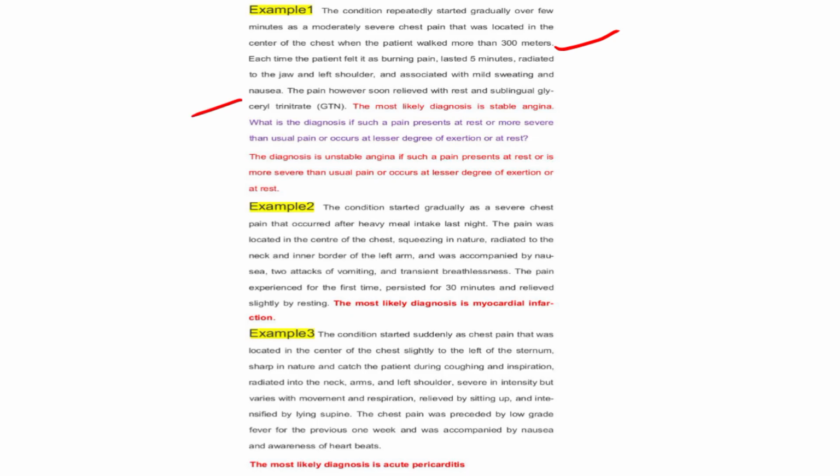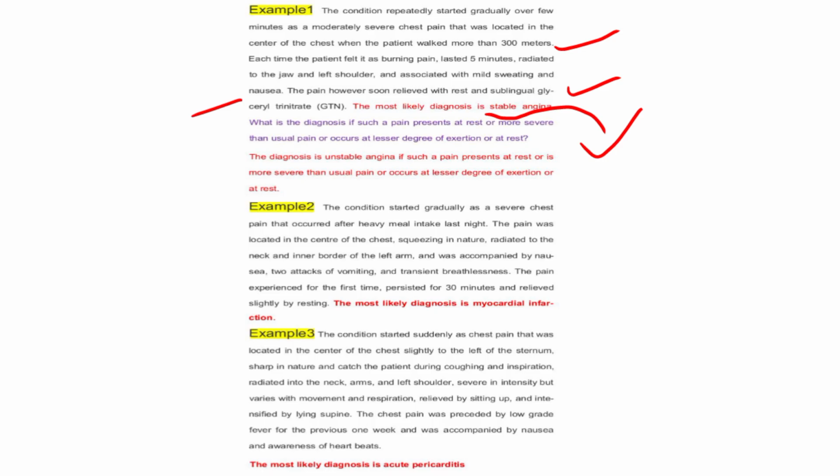The pain, however, soon relieved with rest and sublingual nitroglycerin or glyceryl trinitrate. The most likely diagnosis is stable angina, in which the pain reduces when we take medication. What is the diagnosis in such a pain?